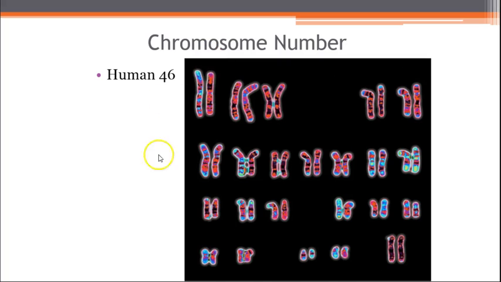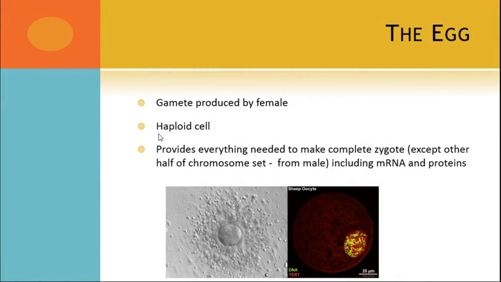Diploid, this is a diploid chromosome set. It means that you have two copies of each chromosome. So we're going to talk about the egg. We'll talk about sperm a little bit later on, but I just want to talk about eggs here today because eggs are cool. This is the gamete. Gametes are sex cells. This is the gamete produced by the female. They are haploid. Sperm are also haploid. That means that they have one set of chromosomes.